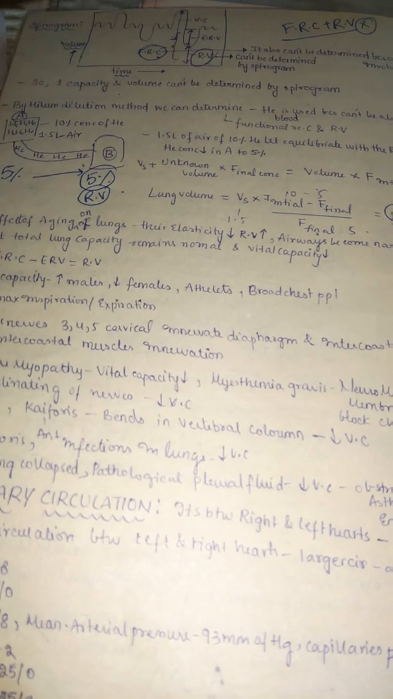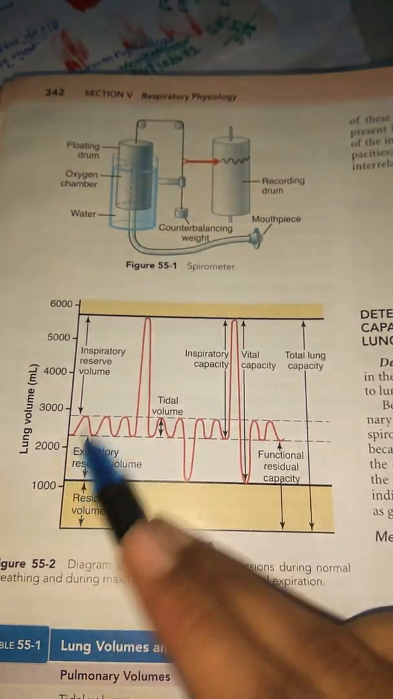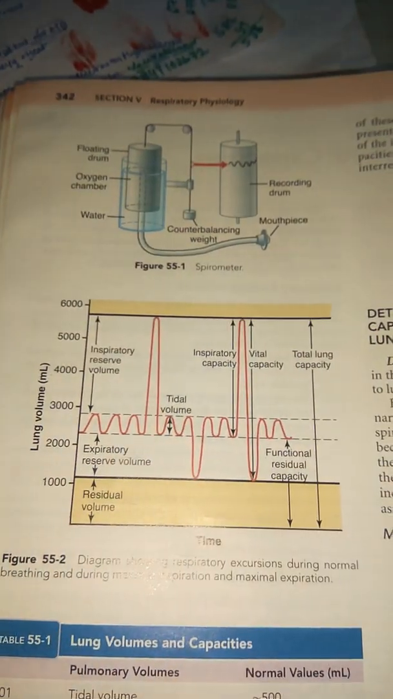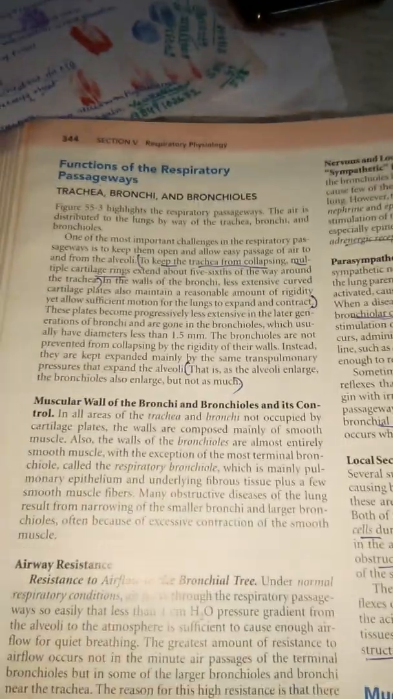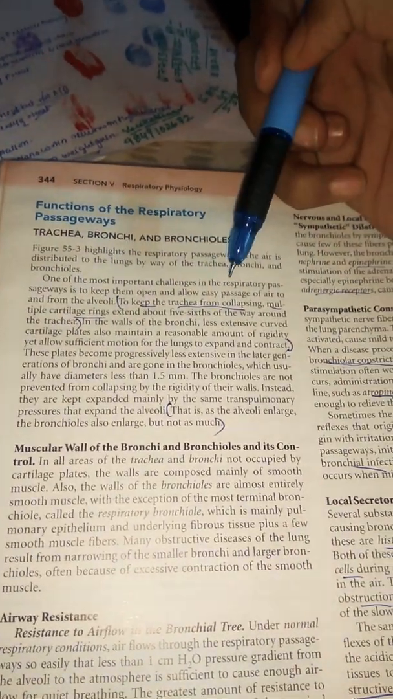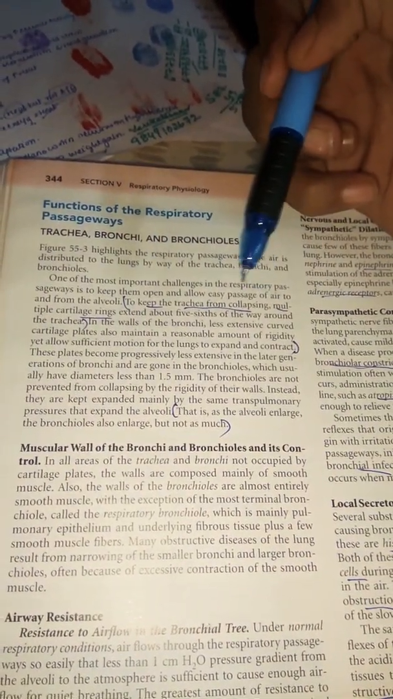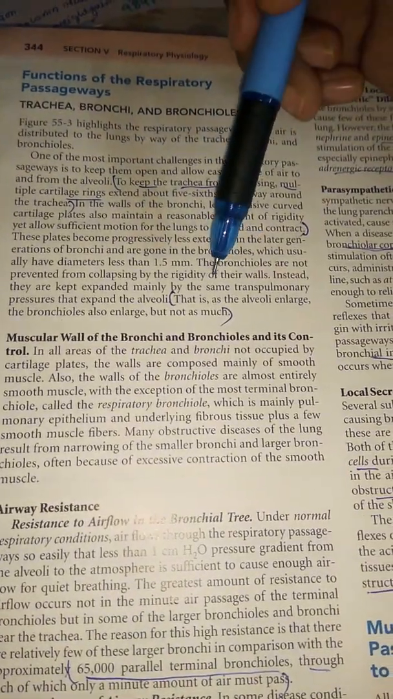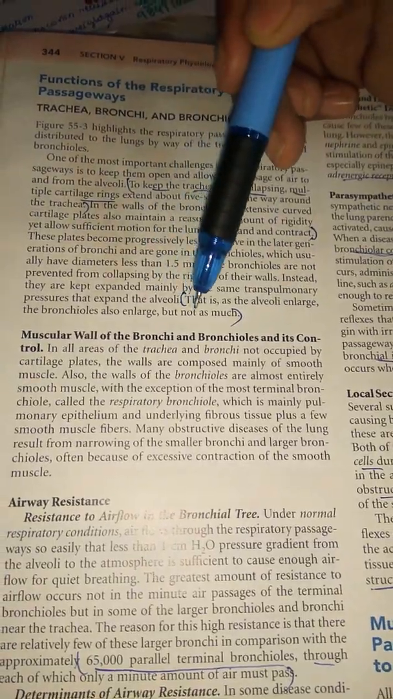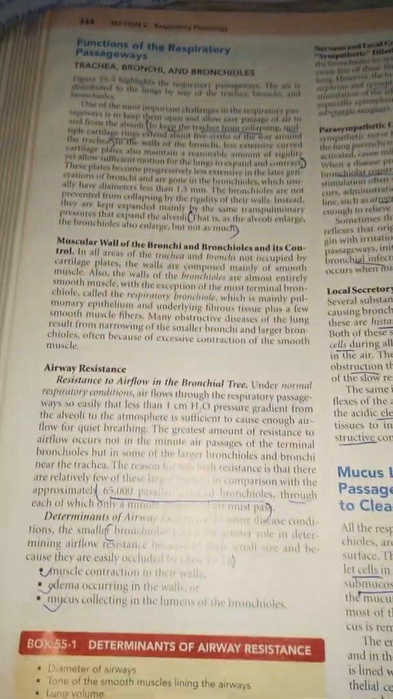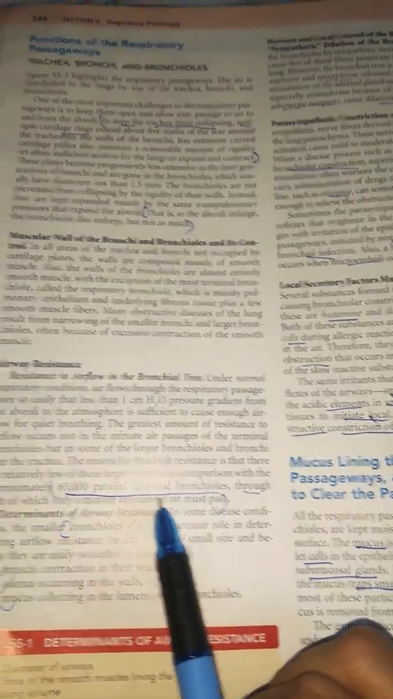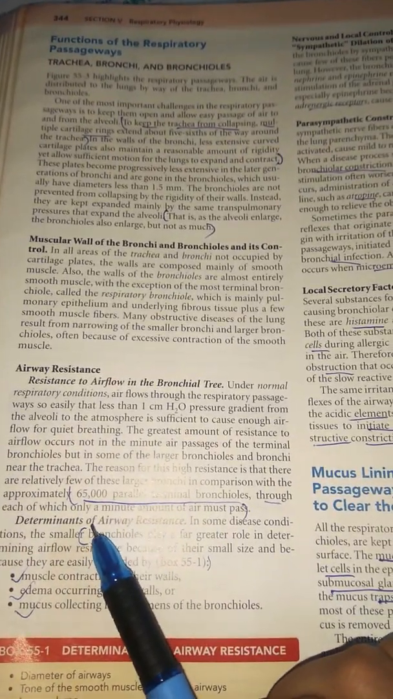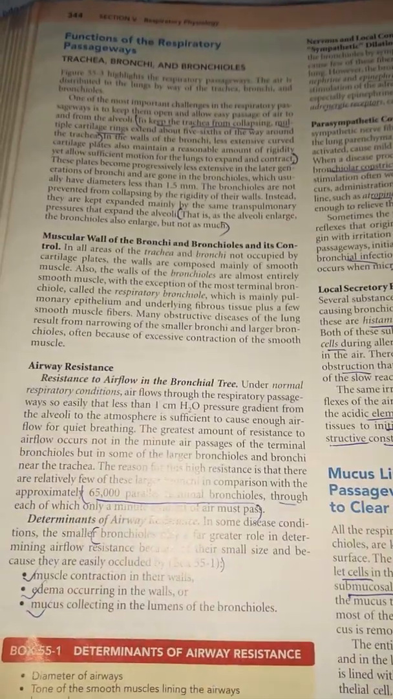So now we will also check out some important points from our textbook. The graph which I showed in the notes is also here, you can see it clearly. If you want, you can check this diagram in your textbook and learn it. Some of the important points from our textbook are that around the trachea and around our bronchi there are some cartilage rings that prevent them from collapsing. And there are about 65,000 parallel terminal bronchioles, through each of which only a minute amount of air may pass.